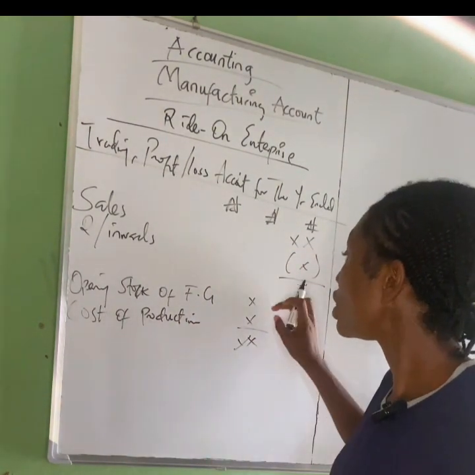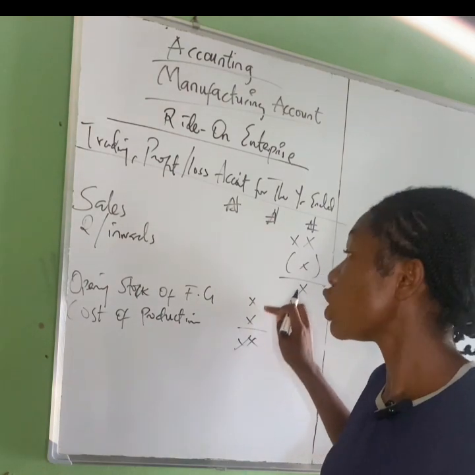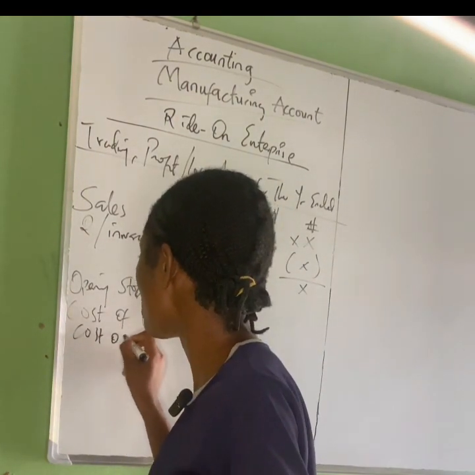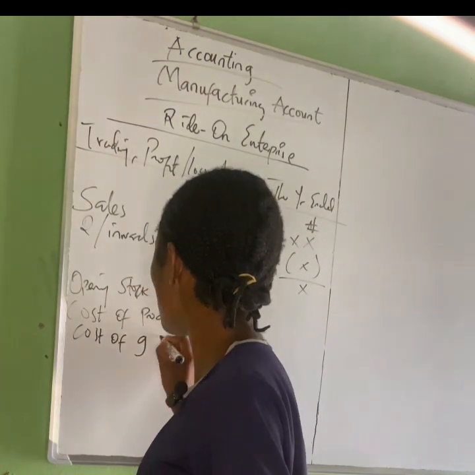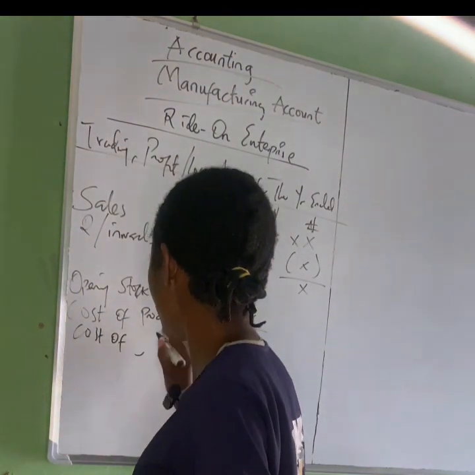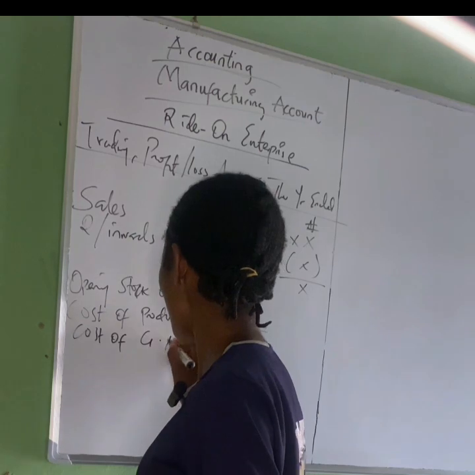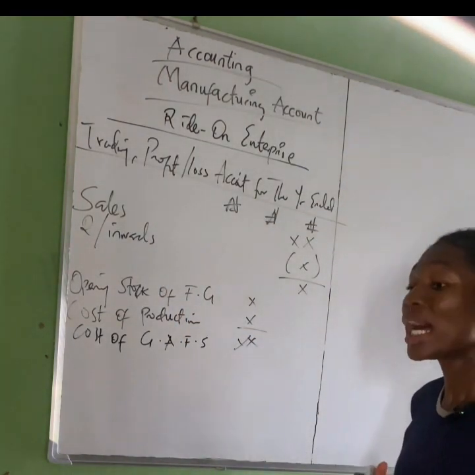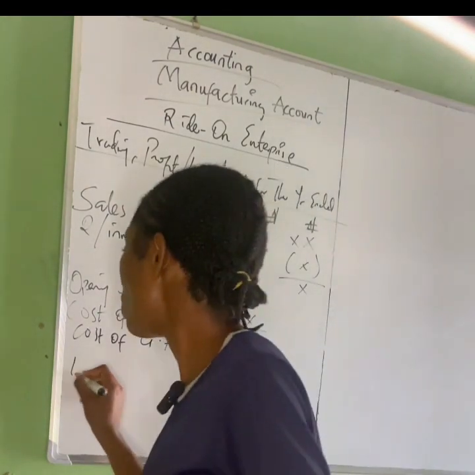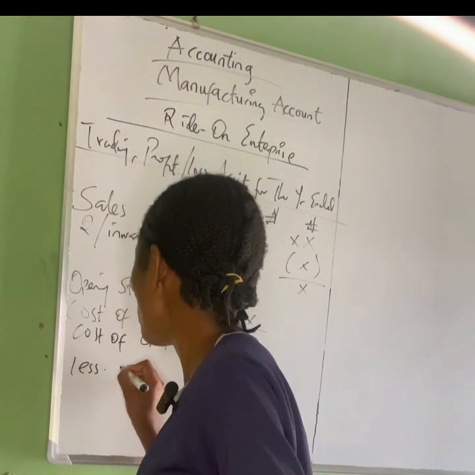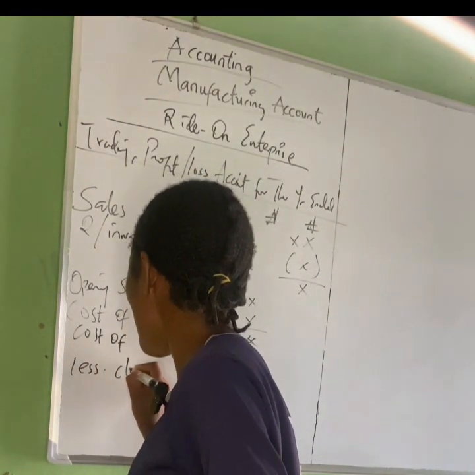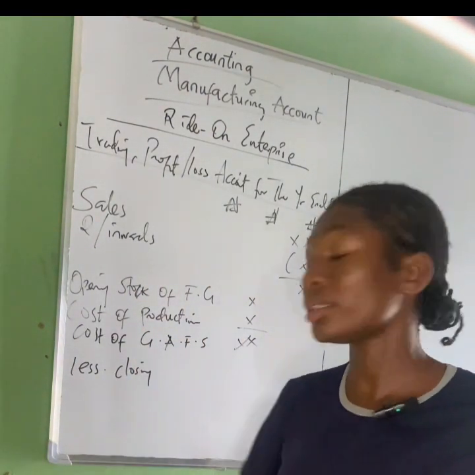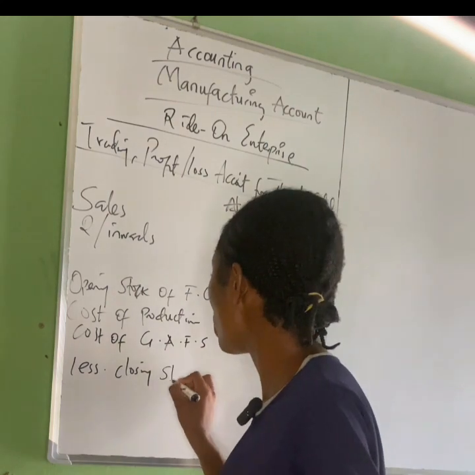So when you add your cost of production to the opening stock of finished goods, you'll have cost of goods available for sale, like we do. Cost of goods available for sale, let's use capital letters. And then you will now less closing stock, same thing we do in the trading account in the case where we buy from outside. So we have less closing stock.